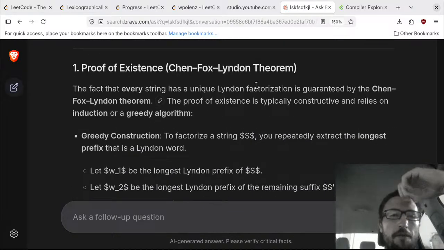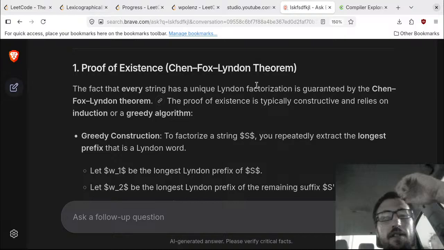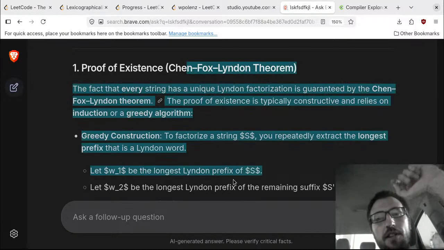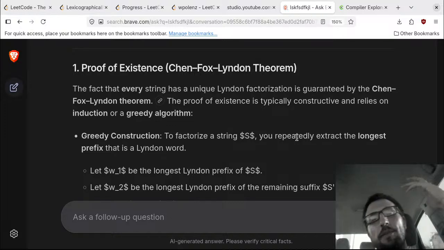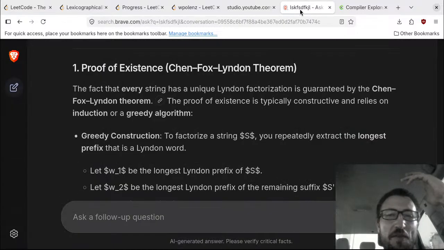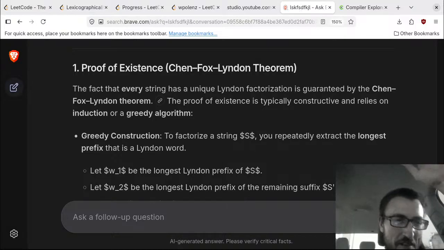Okay. Proof of existence, Chen-Fox-Lyndon theorem. The fact that every string has a unique Lyndon factorization is guaranteed by the Chen-Fox-Lyndon theorem. See, it might be a little harder for me to figure that one out on my own, to come up with that Chen-Fox-Lyndon theorem on my own. That might be a bit challenging.